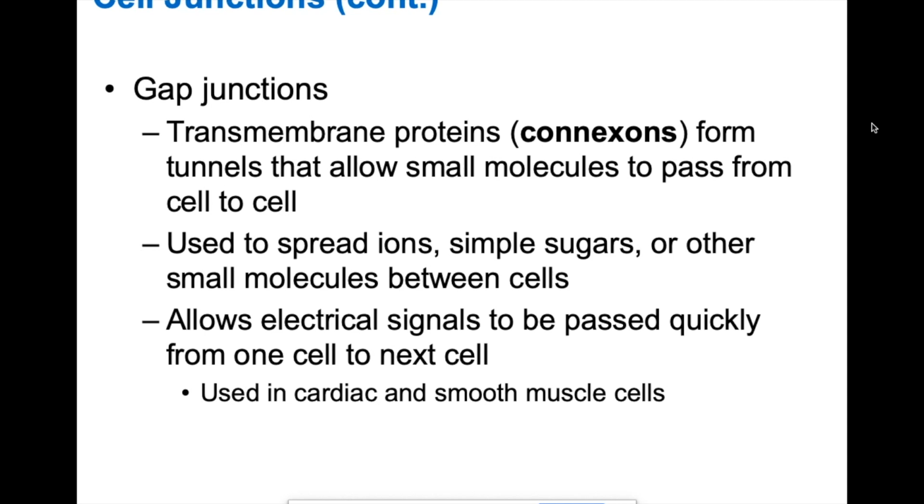These are used to spread ions, simple sugars, and other small molecules between the cells, as I just said. It also allows electrical signals to be passed quickly from one cell to the next. So if you're receiving an electrical signal from the nervous system to have some sort of response, gap junctions allow it to propagate faster. And these are used in cardiac and smooth muscle cells.